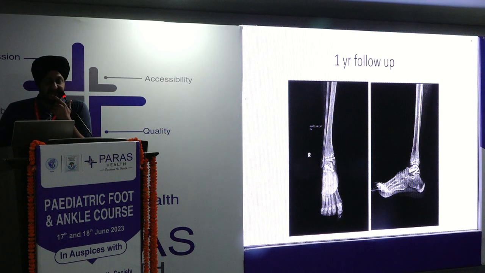Growth arrest on that side. The growth arrest may be because of what I had done, or it might be because of the initial fracture pattern. I had explained from the beginning that there might be a growth arrest, so the patient's father was quite ready to accept that.